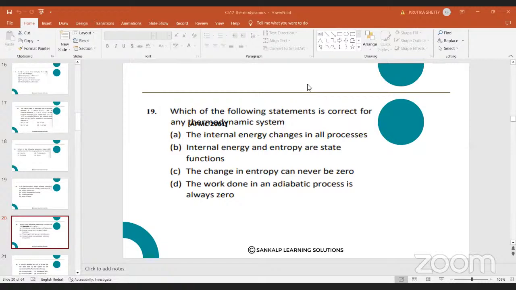Option B says internal energy and entropy are state functions. Option A, that internal energy changes in all processes, is not true, because for some processes the internal energy remains constant. So internal energy and entropy being state functions is the appropriate answer for the given question. This is the last question for thermodynamics. Next, we are going to proceed with adiabatic.